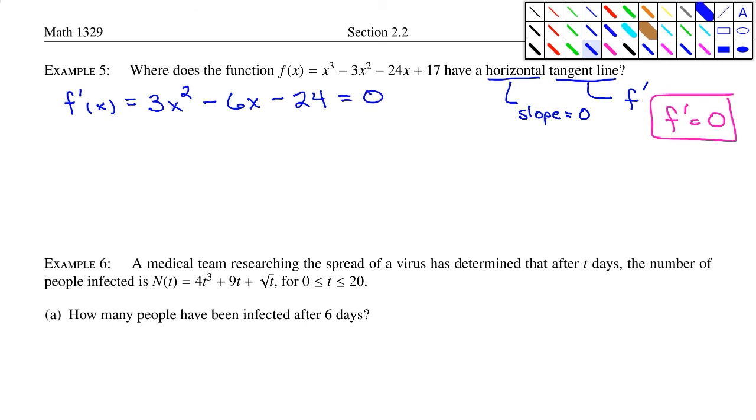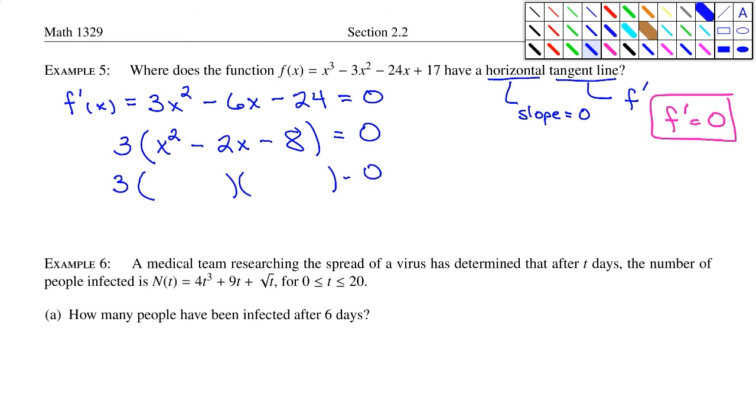The first thing I notice is that all three terms are multiples of 3. So we're going to take out a 3. And that leaves me with x squared minus 2x minus 8, still equal to 0. And then I'm going to factor it. So we get x and x. What two numbers multiply to give you 8 and subtract to give you 2? That would be 4 and 2. The 4 needs to be negative and the 2 needs to be positive.